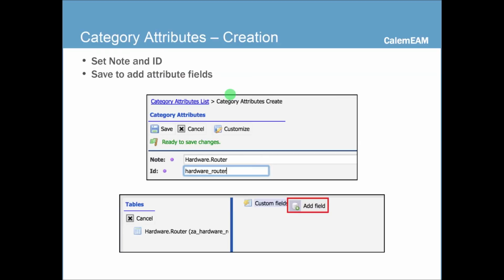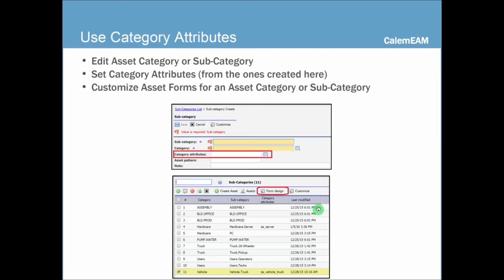And to create a category attribute, you set up a node and set up an ID. And once you create it, you can then go to the category attributes and add fields just like the customer field. Once the category attributes are defined, you can go to asset subcategory or category and edit a category or subcategory, then do lookup, select one of the category attributes you created here.